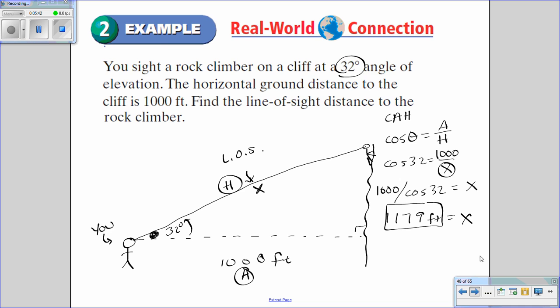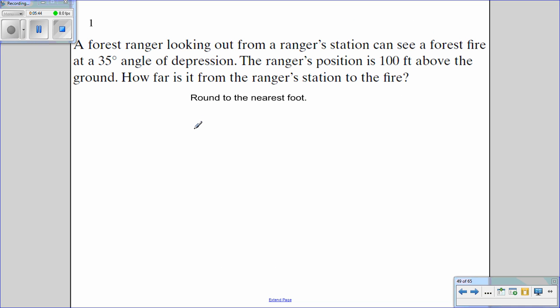All right, let's try the next example. A forest ranger looking out at a ranger station could see a forest fire at a 35-degree angle of depression. The ranger's position is 100 feet above the ground. How far is it from the ranger station to the fire?